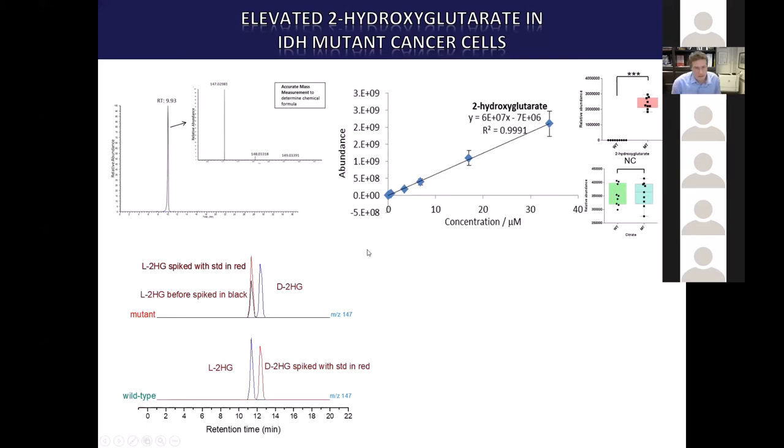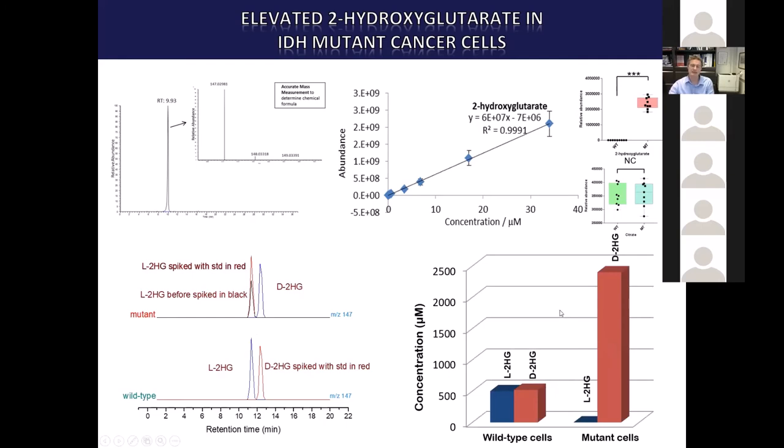Now, one of the things that became clear is that 2-hydroxyglutarate is an enantiomeric molecule. It means there can be a right-handed and left-handed enantiomer, so there's a chiral center to it. And it turns out that there's a left-handed and a right-handed version of the molecule endogenously. And normally that would be the L and the D form in the wild type, with an equal concentration of each.